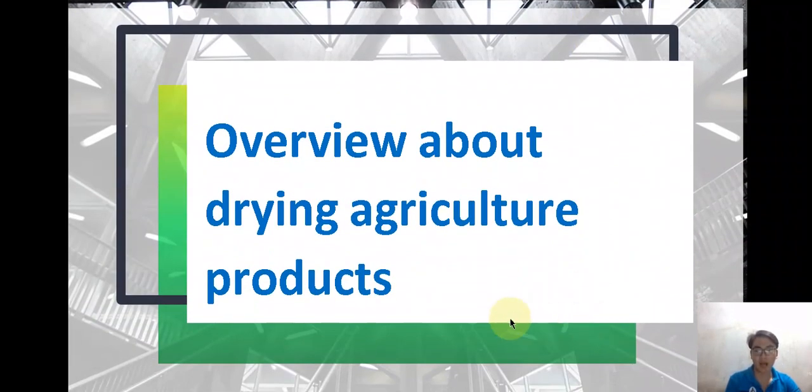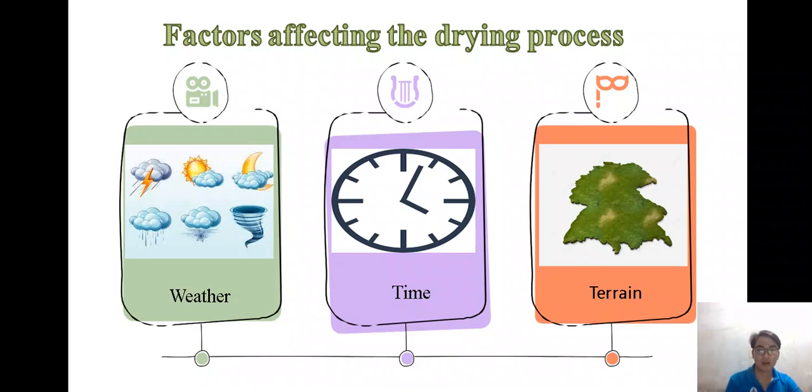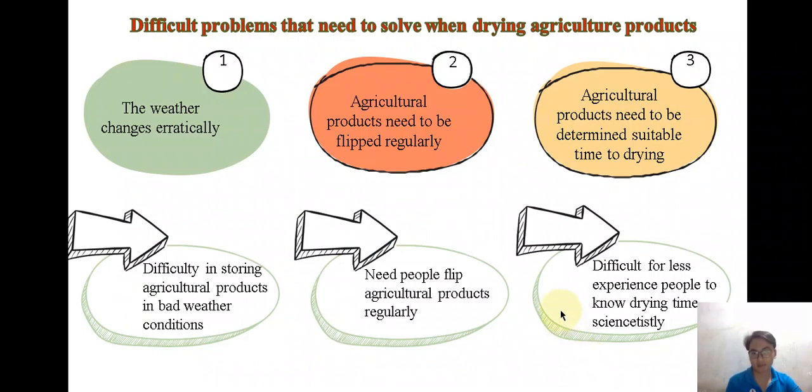First of all, I will present an overview about drying agricultural products. About the principle of drying agricultural products, we know that agricultural products are dried by direct sunlight so the amount of water can be reduced to reach the dry state. Therefore, there are factors affecting the drying process. We know that there are weather, time, and so on. It's easy to realize that drying agricultural products faces many difficulties that need to be solved.